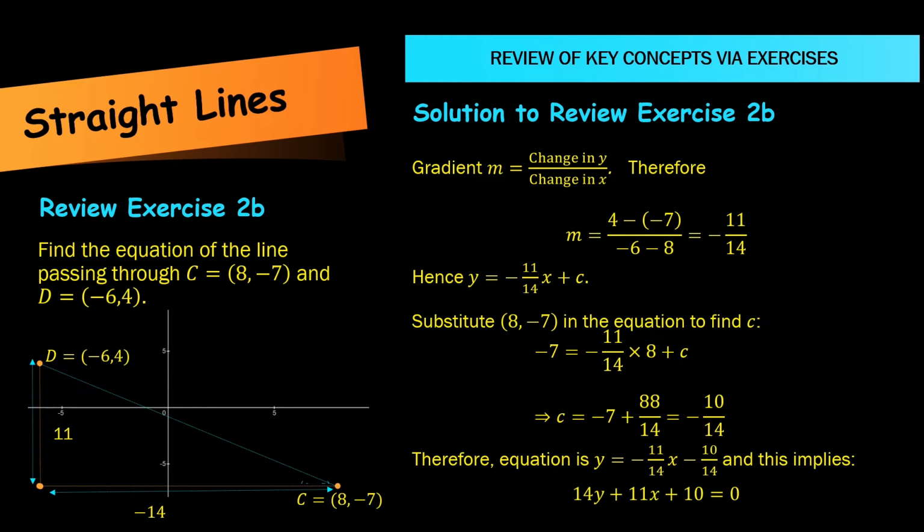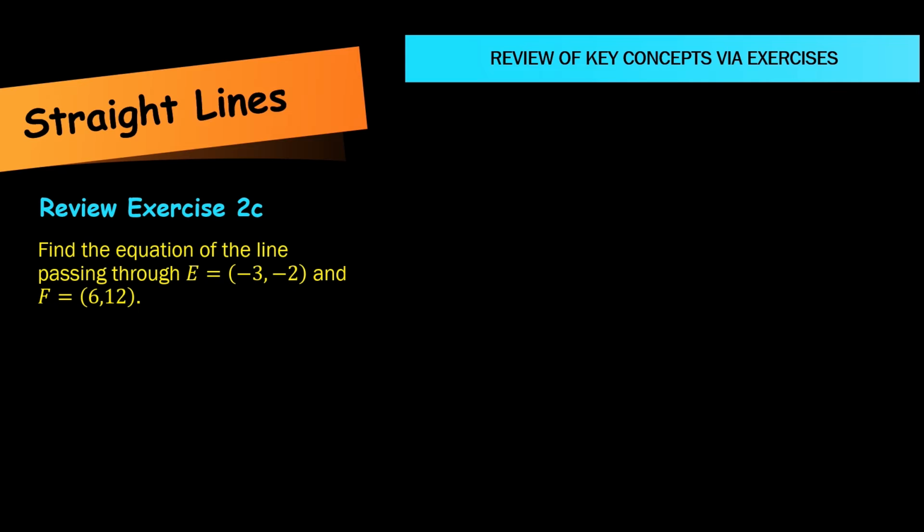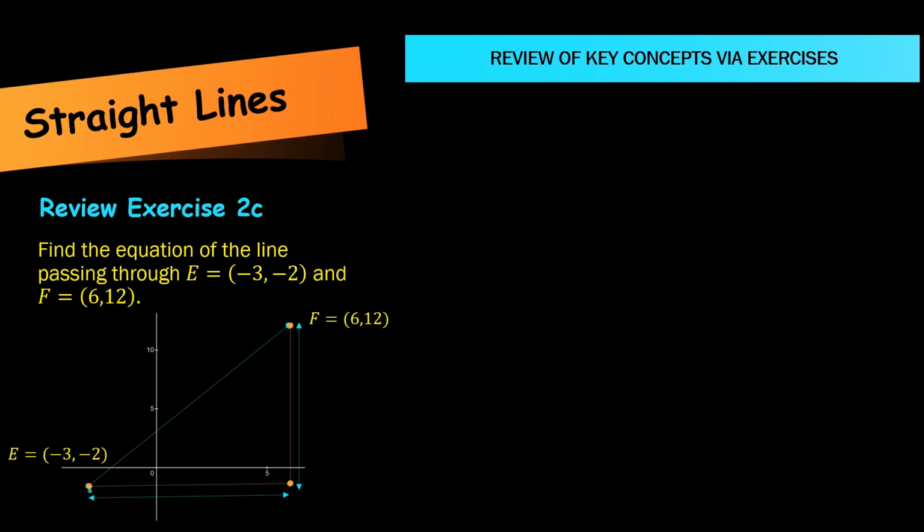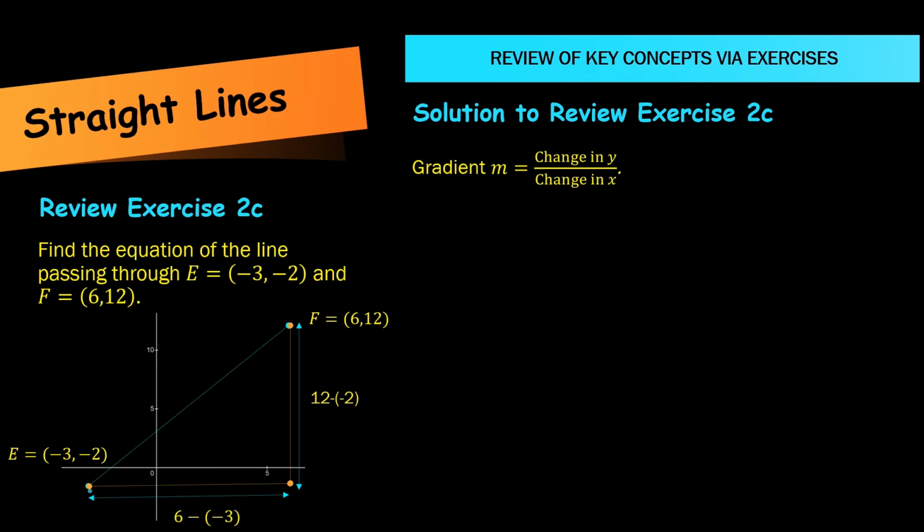And now for review exercise 2c. Find the equation of the line passing through E = (−3, −2) and F = (6, 12). So plot the points and join them with a straight line. The gradient m is change in y over change in x. Change in y is equal to 12 minus minus 2, and change in x is equal to 6 minus minus 3.